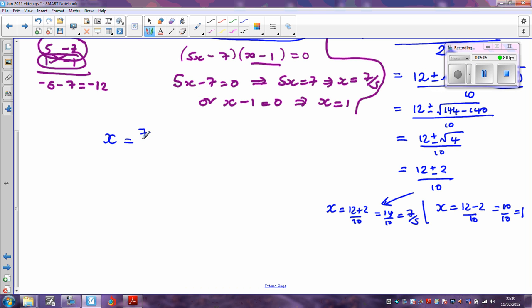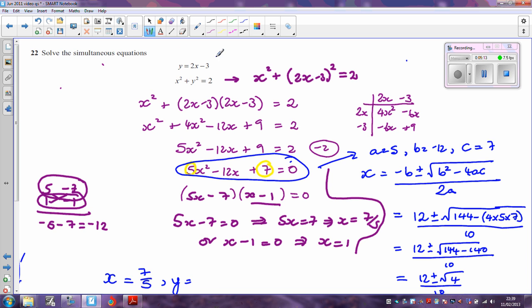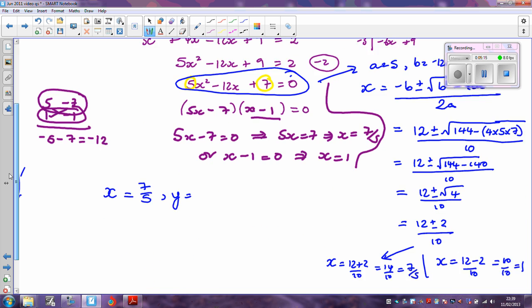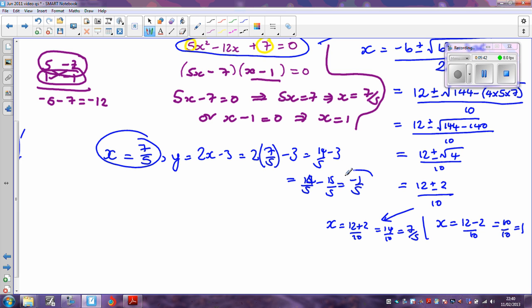Okay, so first of all, for x is equal to 7 over 5, if I go back up to the top, to find out what y is, I'm going to substitute into one of these two equations. Well, the first one's easier, so y is going to be 2x minus 3. In other words, it's 2 lots of 7 over 5 minus 3. So that's 14 over 5 take away 3. And 14 over 5 take away 3, well, that's the same as 14 fifths minus 15 fifths. In other words, it's going to be minus a fifth. So I now know that when x is 7 fifths, y is going to be minus 1 fifth.